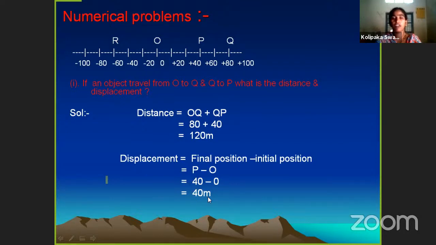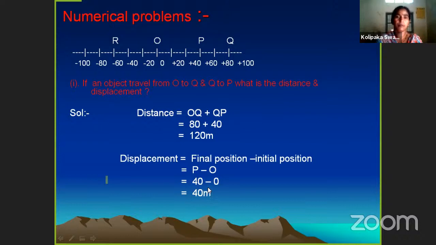Displacement value is 40 meters. What we have learned yesterday is that displacement is always less than or equal to distance. So here the displacement value is less than the distance. And see, this distance value is positive. Distance is always positive, never negative. And the displacement value is either positive, negative, or equal to 0. Here the displacement is a positive value.